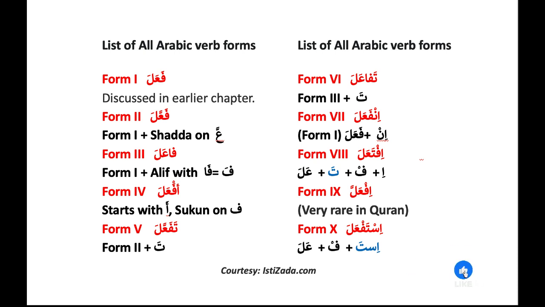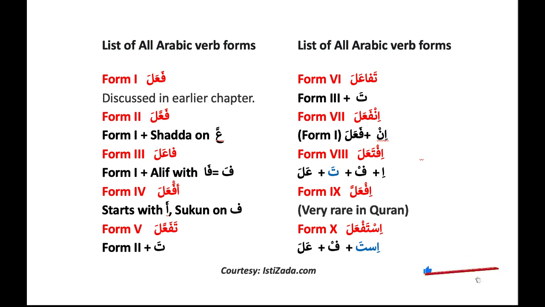And you can see on form 2, fa''ala, there is a shadda on the ayn, showing the ayn has doubled. On form 3, you can see the letter alif has been added with the fa kalima, so fa has become fa. So we have fa'ala, fa''ala, and fa'ala. Let's look at form 4. What has changed alphabetically? You can see hamza has been added before fa'ala, and fa has taken a sukun.